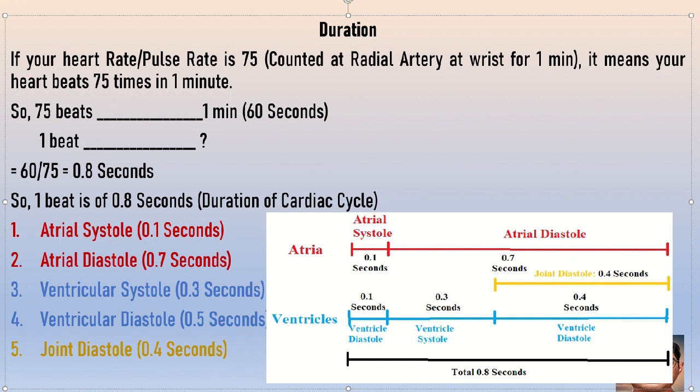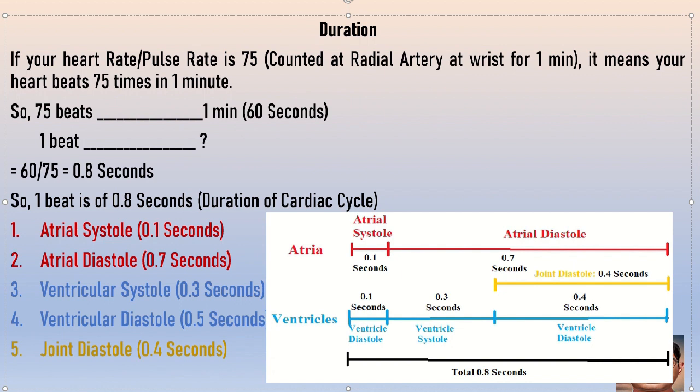In the photo you can see red lines are indicating atrial durations, blue lines are indicating ventricle durations, and the yellow line is indicating joint diastole, that is atrial and ventricular both diastole. When the atrial systole is going on for 0.1 seconds, that time ventricles are in diastole phase, and when ventricle systole is going on for 0.3 seconds, that time atria are in diastole phase.